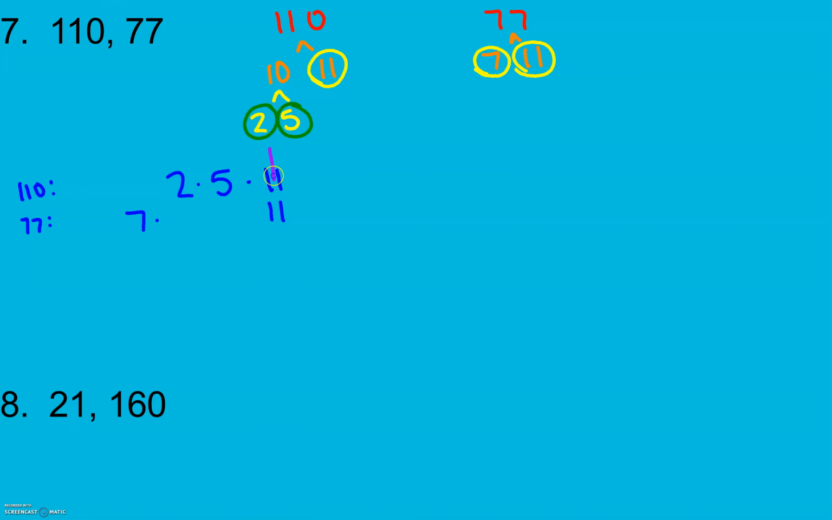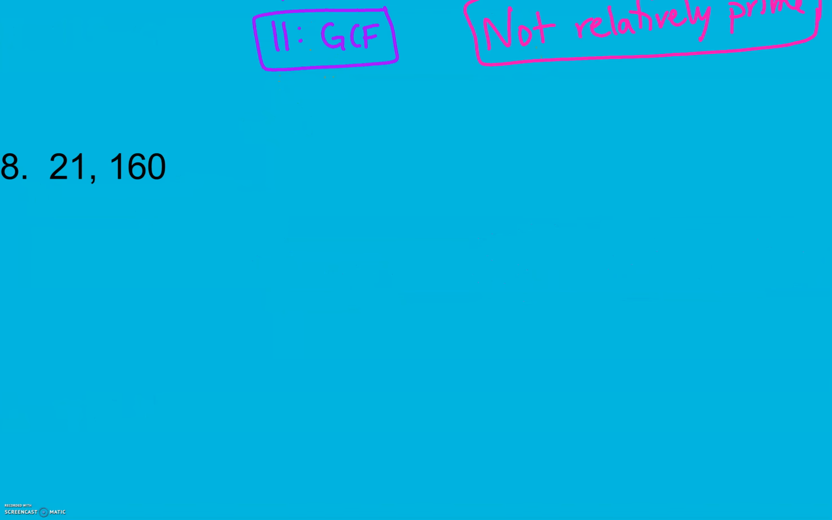Here I have a common factor of 11. So that is my greatest common factor. So are these relatively prime? Not relatively prime, because they have a factor other than 1 in common. Not relatively prime. And give 8 a try. Here we have 21 and 160.